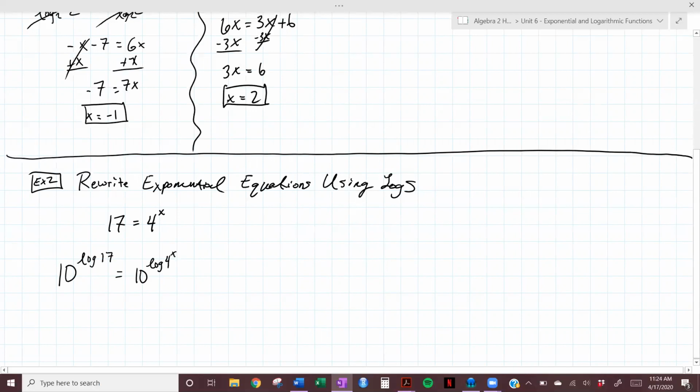And then to get the log of 17 and the log of 4^x out, we would do log of 10 to the exponents on both sides. Those logs cancel, so then it's log 17 = log 4^x.